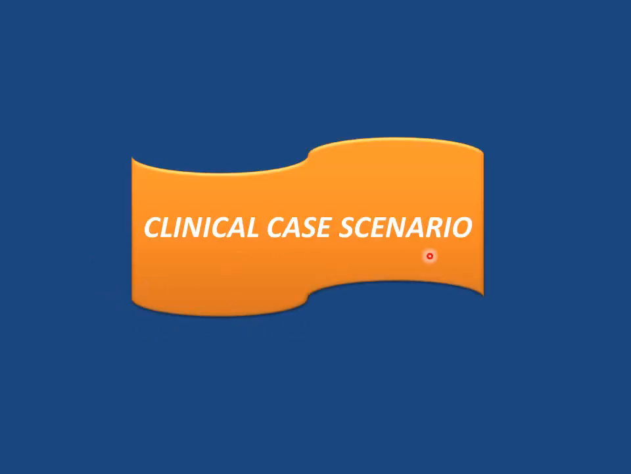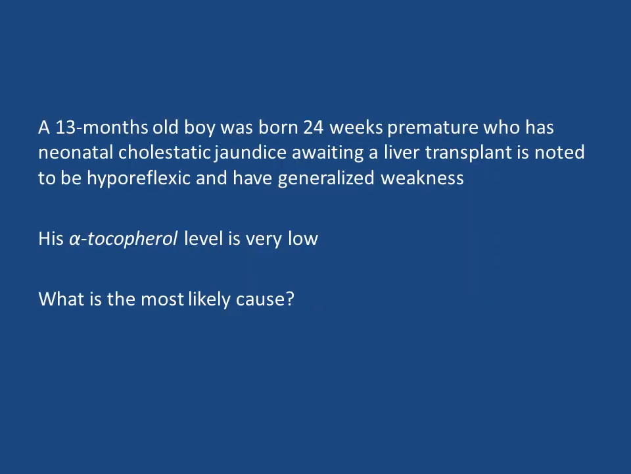Let's discuss another case scenario. This is a 13-month-old boy born at 24 weeks premature who has neonatal cholestatic jaundice. Awaiting a liver transplant, he was noted to be hyporeflexic and have generalized weakness. His alpha tocopherol level is very low. What is the most likely cause? The most likely cause here is vitamin E deficiency. This is a classic case of vitamin E deficiency.